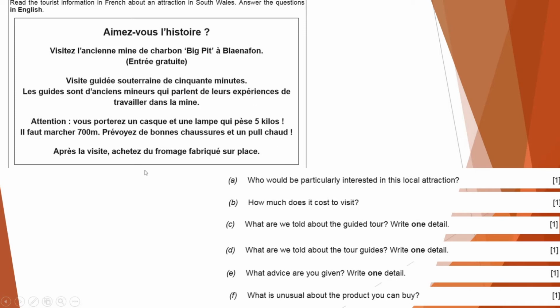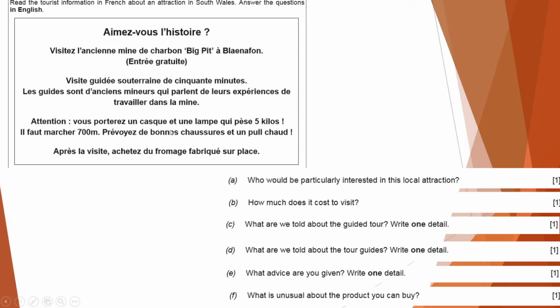What advice are you given? There's 2 details. So I'm going to guess this part is about the advice, because in this bit it's talking about the product you can buy. And now I've seen that word buy, it's triggered my memory that acheter means to buy. So that's that. I know that this is all about E here.